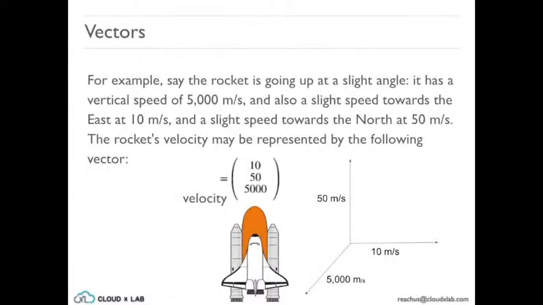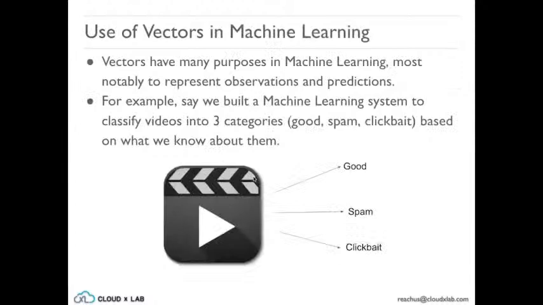So for example, if you have to show that a rocket is going up at a slight angle, that it has a vertical speed of 5,000, a slight speed to the east at 10, and a slight speed to the north at 50, the rocket's velocity can be represented this way along the 3 different axes. That's one of the reasons, and therefore your vector. This can be defined as a Numpy array and used in calculations very easily.